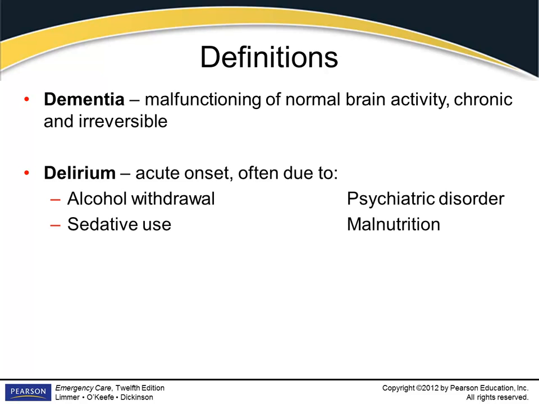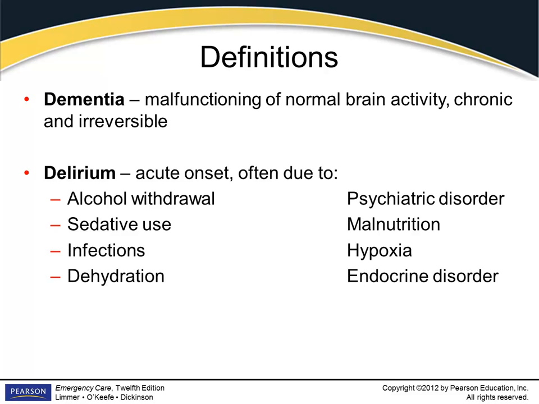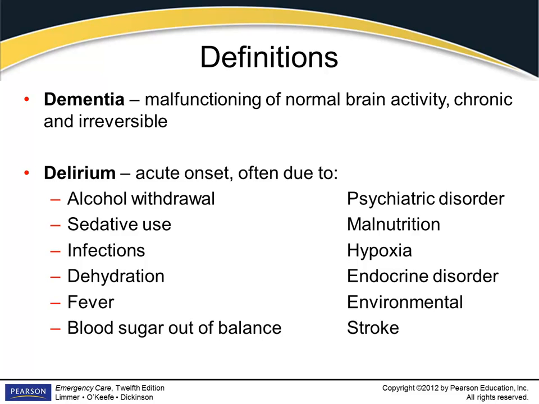Psychiatric disorders can lead to delirium. They're using sedatives. If they're malnourished, infections, hypoxia. See, hypoxia is going to be an acute onset, well, maybe not, which can cause a severely altered mental status. Endocrine disorders, fever, a lot of things can give them an altered mental status. That is not dementia. Dementia is chronic; altered mental status that is acute, sometimes we'll call it delirium.